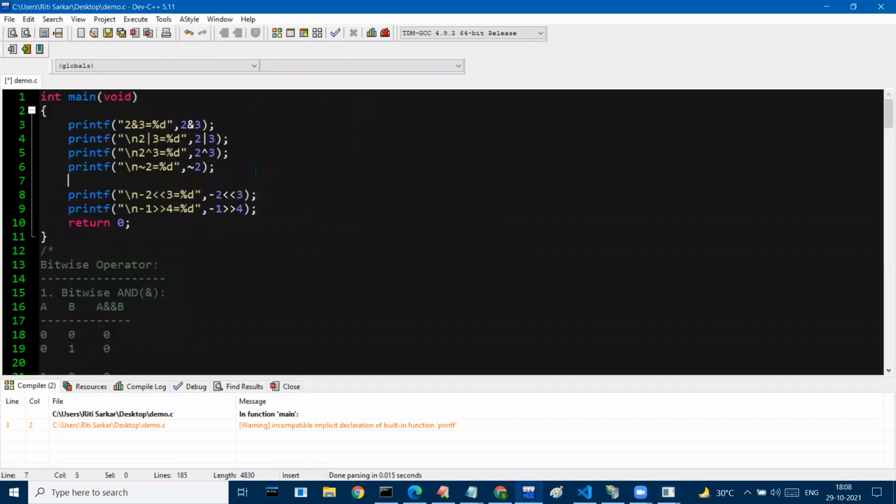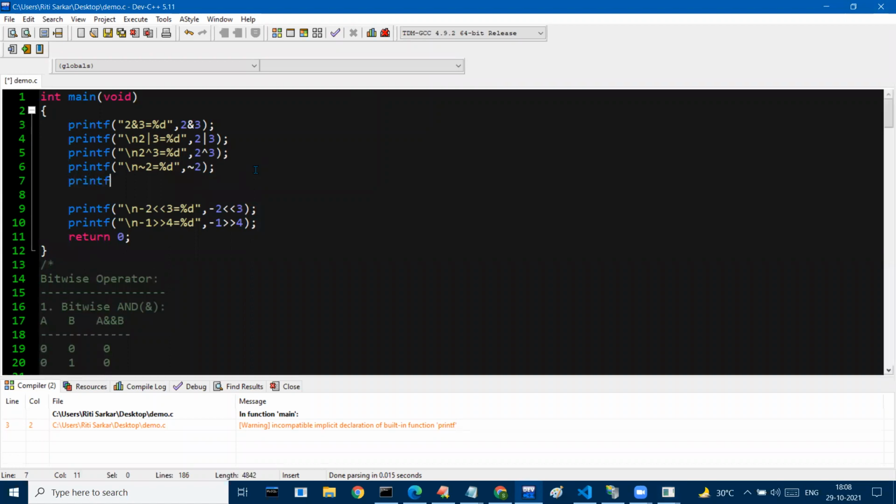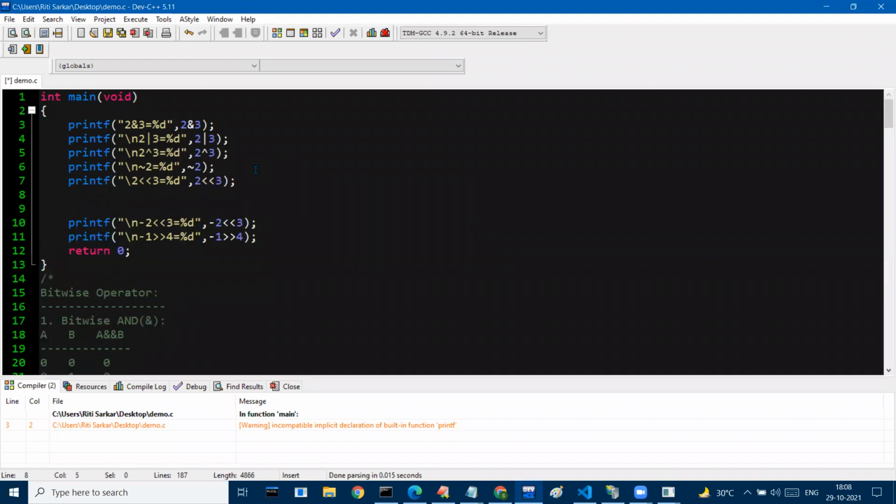As we have taken everything, why not positive number left shifting and right shifting? Firstly, what have we done? printf 2 left shift by 3 is equal to percentile d, 2 left shift by 3. And then another printf, newline, 2 right shift by 3 is equal to percentile d, 2 right shift by 3.